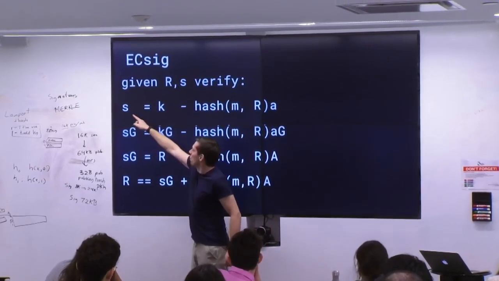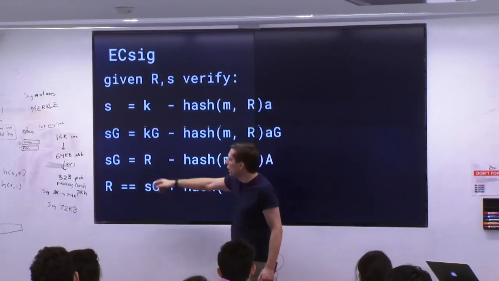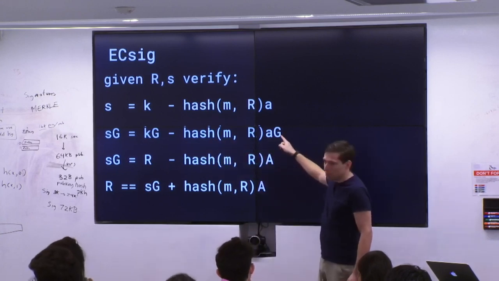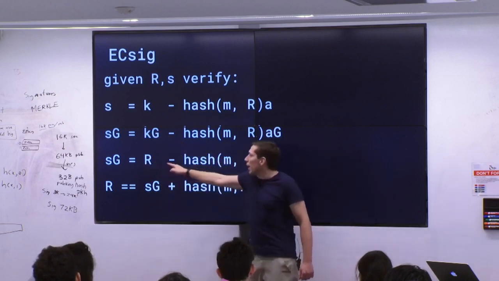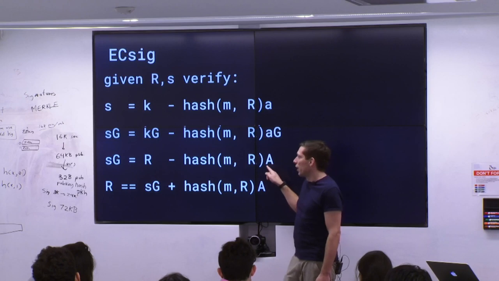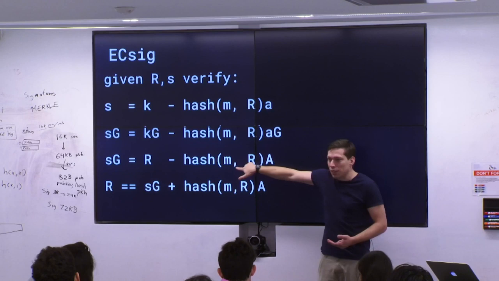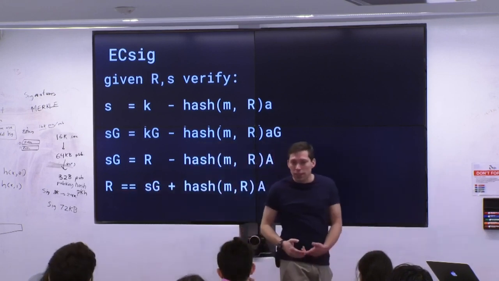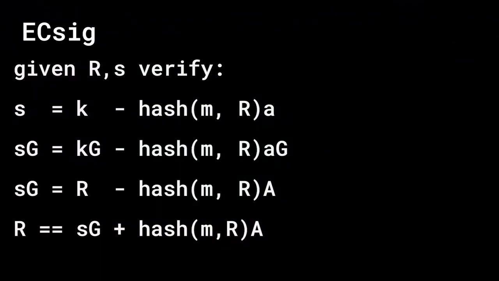So I want to verify that this equation was used: S equals K minus this hash times little a. Multiply both sides by G, I get S times G equals K times G minus the hash thing times little a times G. This is big A, this is R. Now I know everything here as the verifier, right? I know what S times G is, I know what R is, I know what big A is, I know what's going into this hash function. And so I rearrange it a little and say, is R equal to this? And if it is, that's a good signature. If it's not, it's not a good signature.